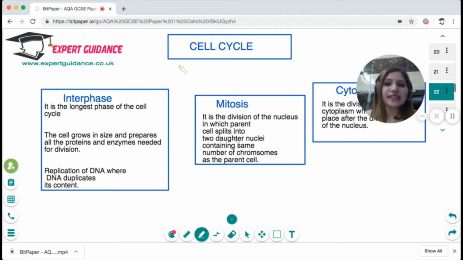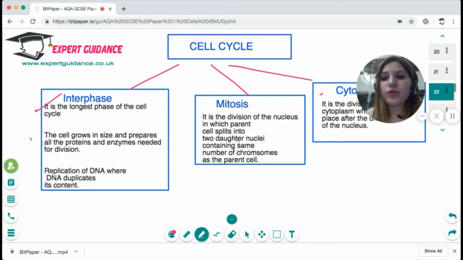This cell cycle is divided into three stages. First is the preparation phase, which is the interphase stage. It is the longest phase of the cell cycle, in which the cell grows in size and prepares by making all the proteins and the enzymes needed for cell division. And the very important step that takes place in the interphase stage is the replication of DNA, where the DNA duplicates its content. After this preparation or interphase stage is done, then comes the mitosis stage.